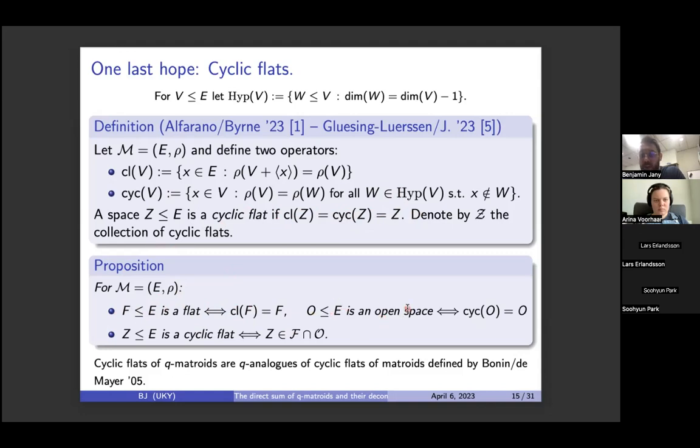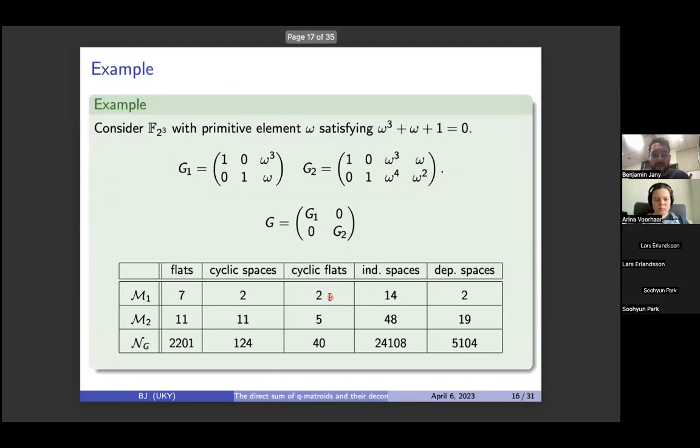And then an open space of a q-matroid is a space, so a space is an open space if and only if the cyclic core of that space is equal to the space itself. Okay, and so using those properties, we can also define a cyclic flat as being spaces that are both flats and open spaces. Okay, so really the intersection between the flats and open spaces. And those definitions are really natural analogues of the cyclic flats of matroids that were defined by Bonin and de Mier in 2005.